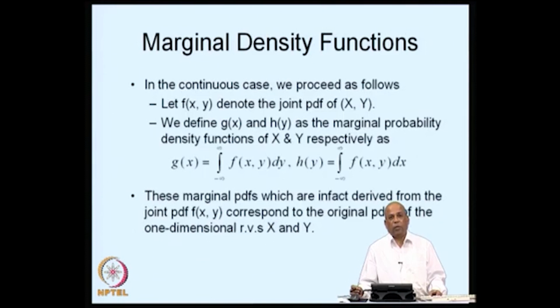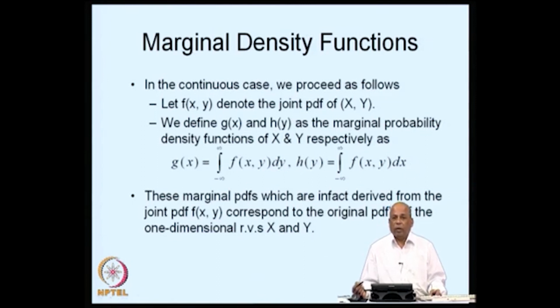Similarly, we go to the continuous case and define the marginal density for x as g of x. In the case of discrete distributions, we summed over all possible values of y to get the marginal distribution of x. So, the marginal density of x is obtained by integrating the joint PDF f of x y over the entire region of y. Similarly, the marginal density h of y is obtained by integrating over x the joint PDF f of x y.